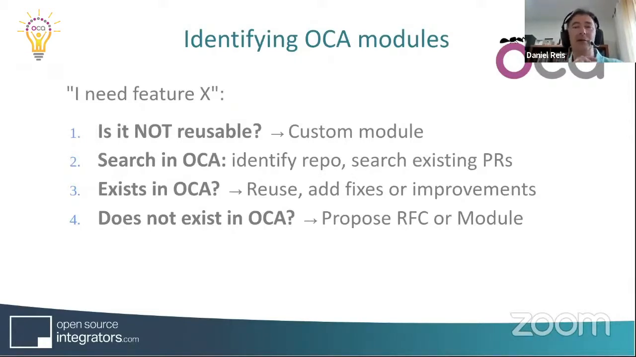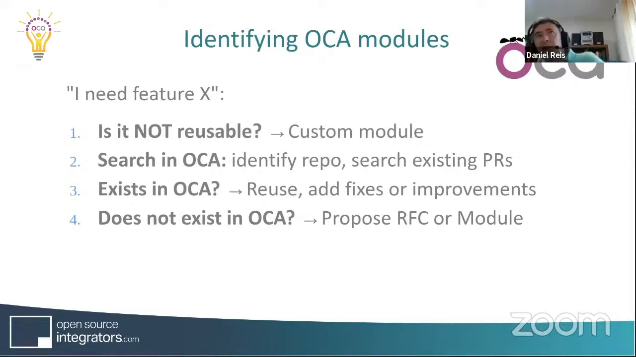So the first question you need to ask yourself is whether this feature is not reusable. Is this something very specific to this customer's workflow, or maybe even proprietary for them? If the answer to this is yes, then you need to create a custom model. But if you think, okay, maybe this feature is reusable for other future customers, is this something I could see being used elsewhere? If the answer to this is yes, then you should consider the OCA.